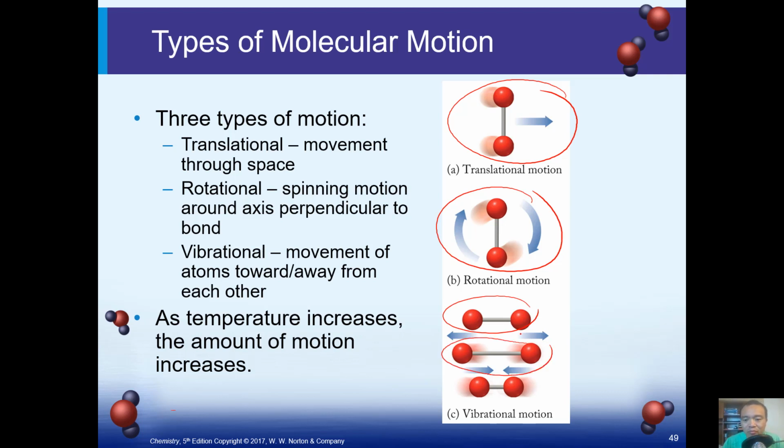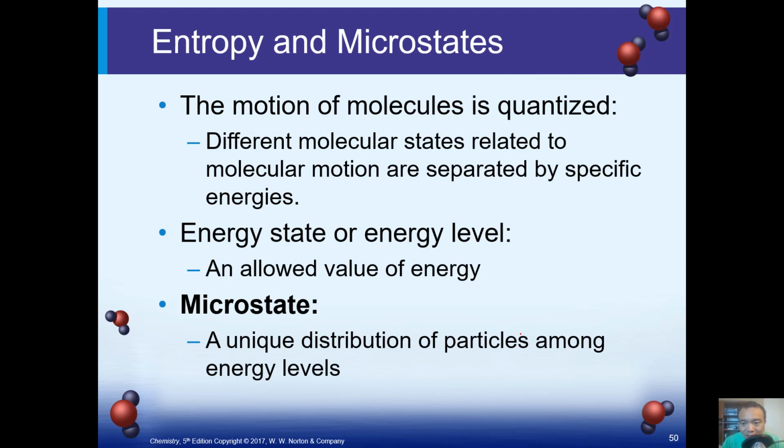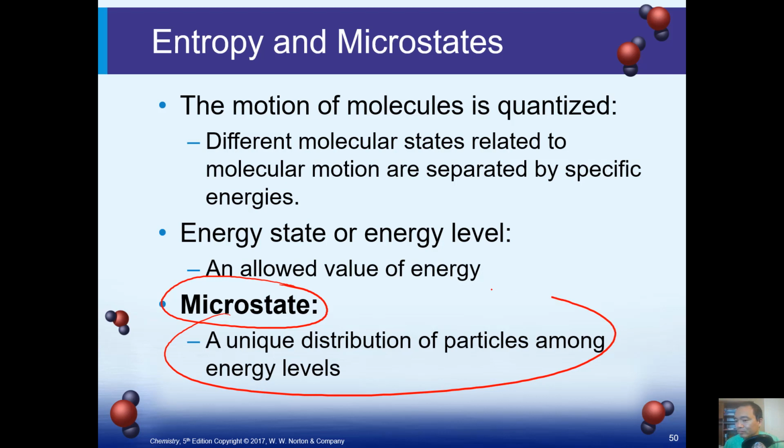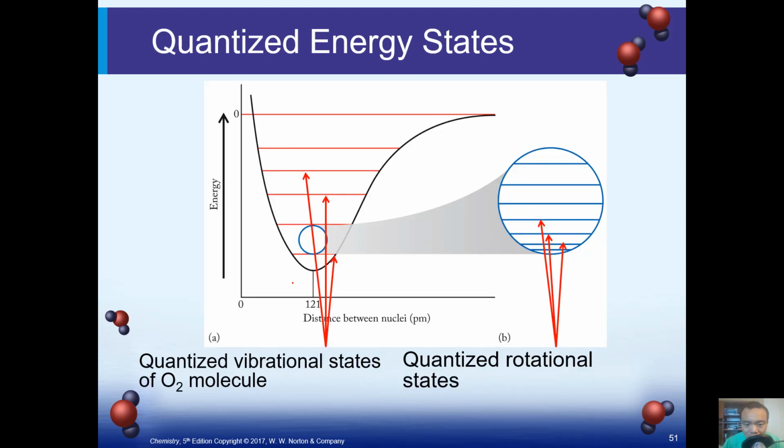As temperature increases, all of these types of molecular motion increase. As mentioned in our discussion of quantum mechanics, energy in the molecules is quantized. In other words, there are discrete energy levels related to different types of molecular motion. We define the so-called microstate as a unique distribution of a particle across the possible allowed energy levels in the system. The concept of energy level is illustrated in this figure. In the vibrational system, you also have vibrational states, which are quantized, as you can see over here.